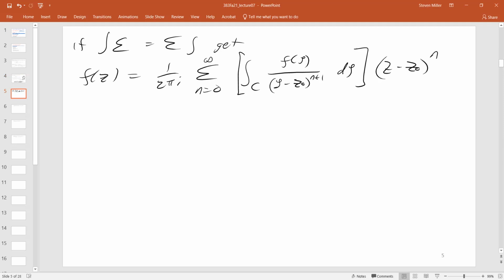We're missing the n factorial, not a big deal. Multiply by n factorial, divide by n factorial. If I put in an extra n factorial, I apologize, but it's roughly like this.